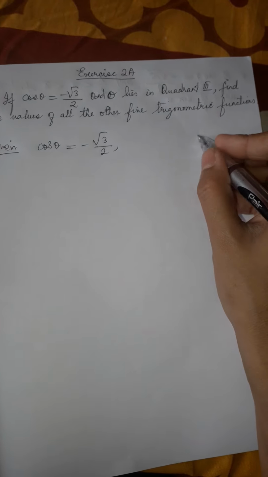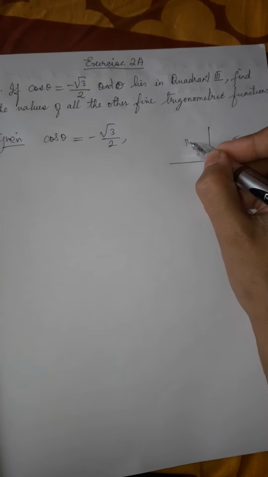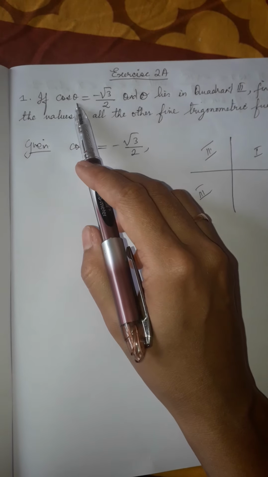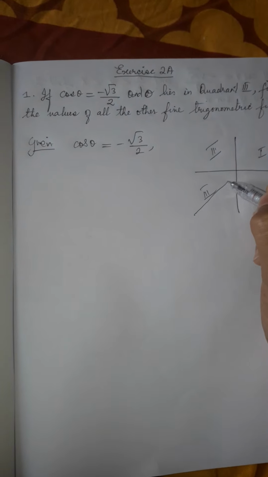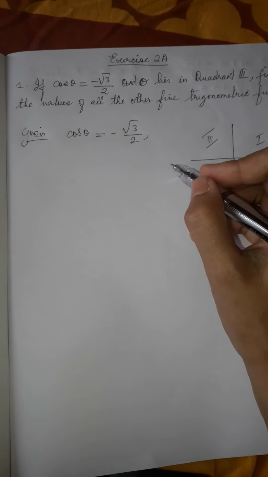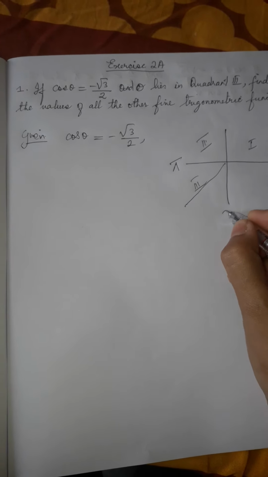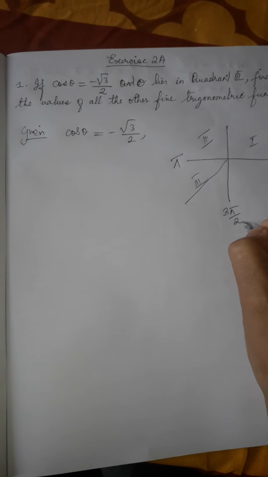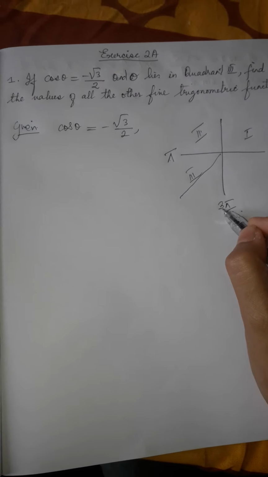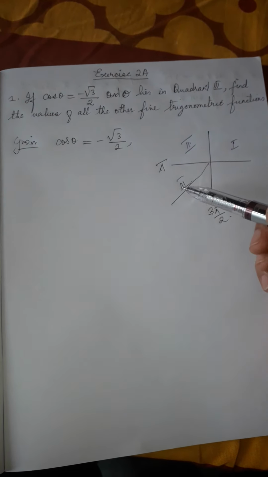So we know the third quadrant: this is the first quadrant, second quadrant and third quadrant. Our angle theta lies in the third quadrant. In the third quadrant, it is in between the angle pi and 3 pi by 2, or in between the angles 180 and 270 degrees. So what we have to do is find all the other trigonometric functions.